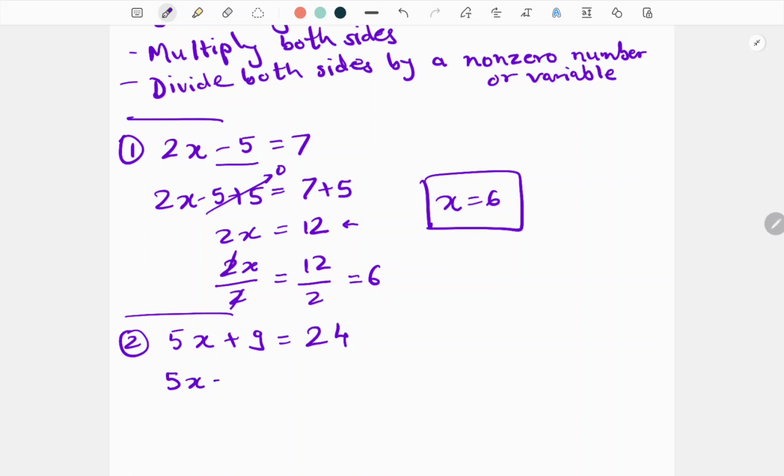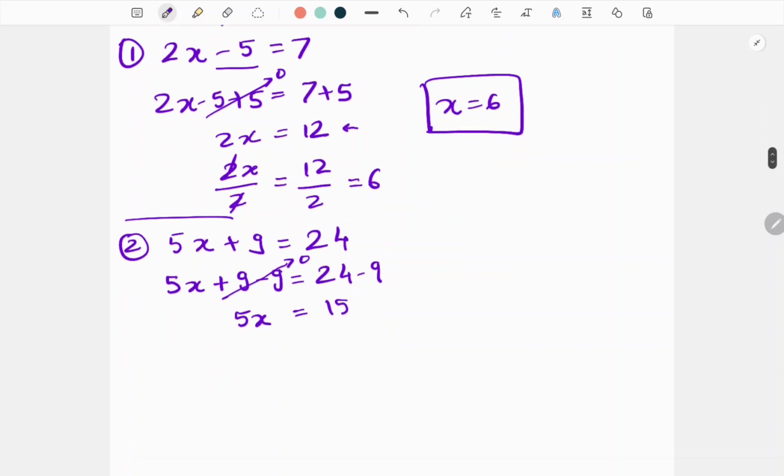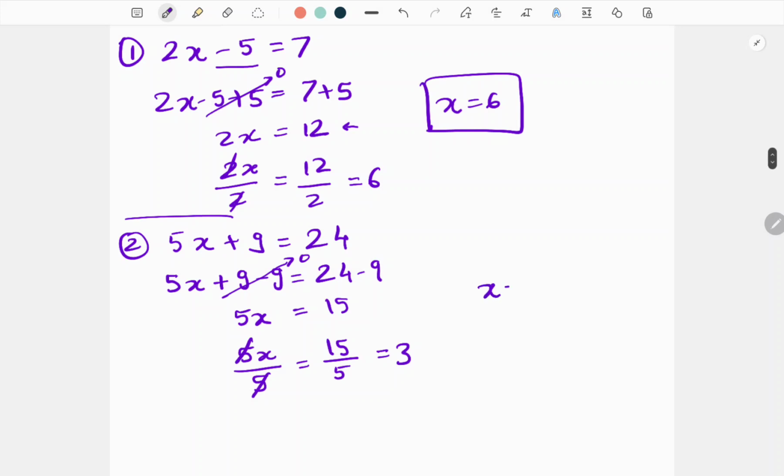So I have 5x plus 9 minus 9 is equal to 24 minus 9. So this plus 9 minus 9 is 0. So I get 5x is equal to 24 minus 9 is 15. So if I divide both sides by 5 in this case, x is equal to 15 divided by 5. This is equal to 3. So I get x is equal to 3.